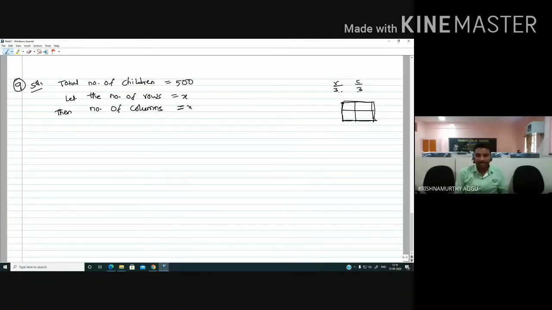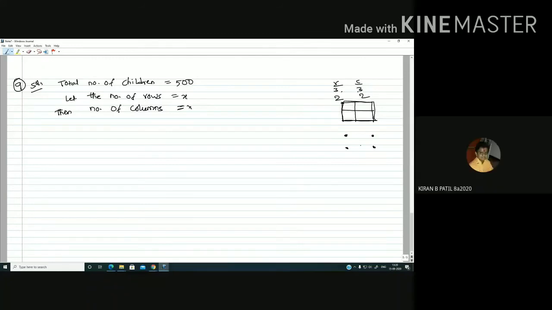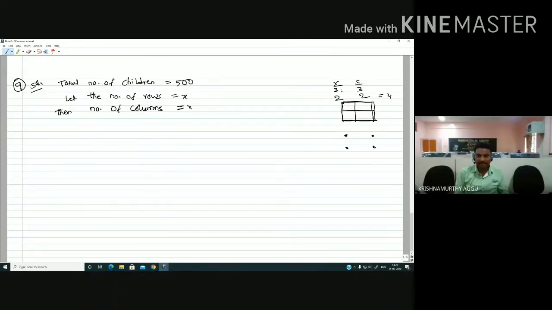Answer my question. For example, in a row, 2 children. In one row, 2 children, and in one column also 2 children are there. In first column also 2 children, second column also 2 children. Totally, how many children are there? 4. If in one row 3 children are there, first row 1, 2, 3, second row also 1, 2, 3.